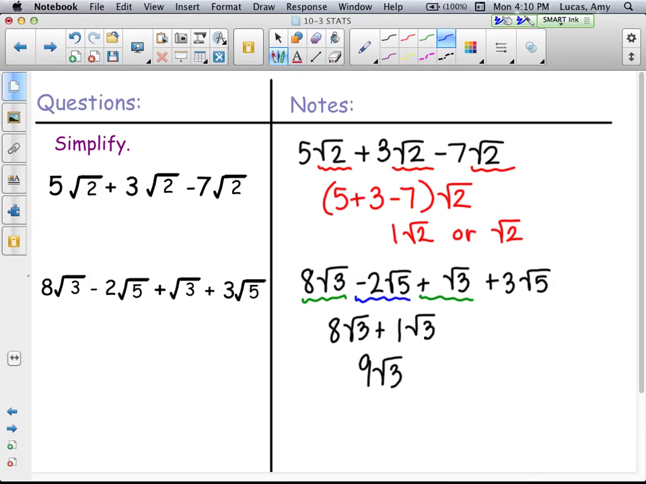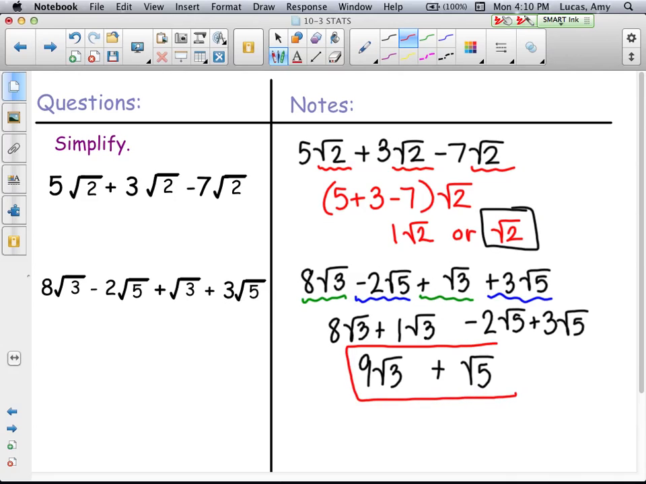My next set, I have negative 2 times the square root of 5 plus 3 times the square root of 5. Negative 2 plus 3 is 1, so 1 times the square root of 5, or just the square root of 5. Simplest form. So the first one is 1 times the square root of 2, or just the square root of 2. The second one, 9 times the square root of 3, plus the square root of 5, or 1 times the square root of 5.